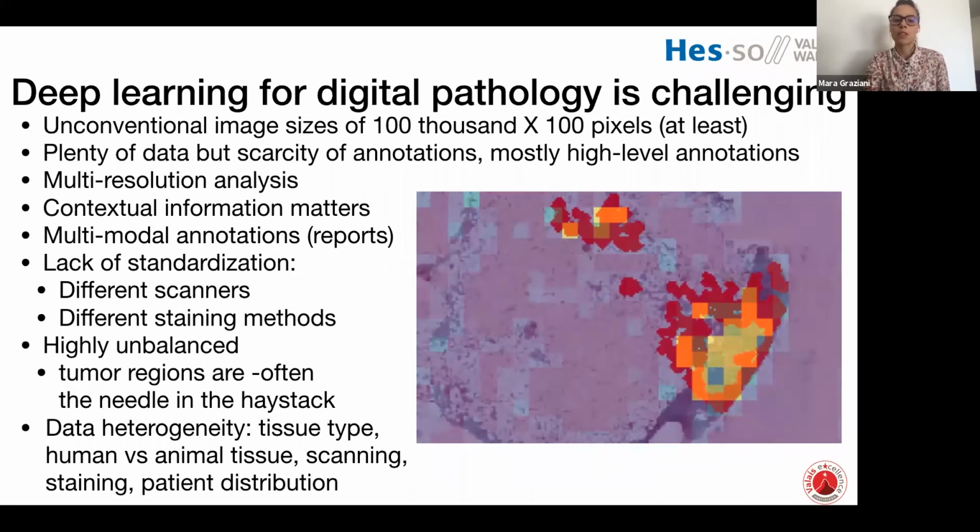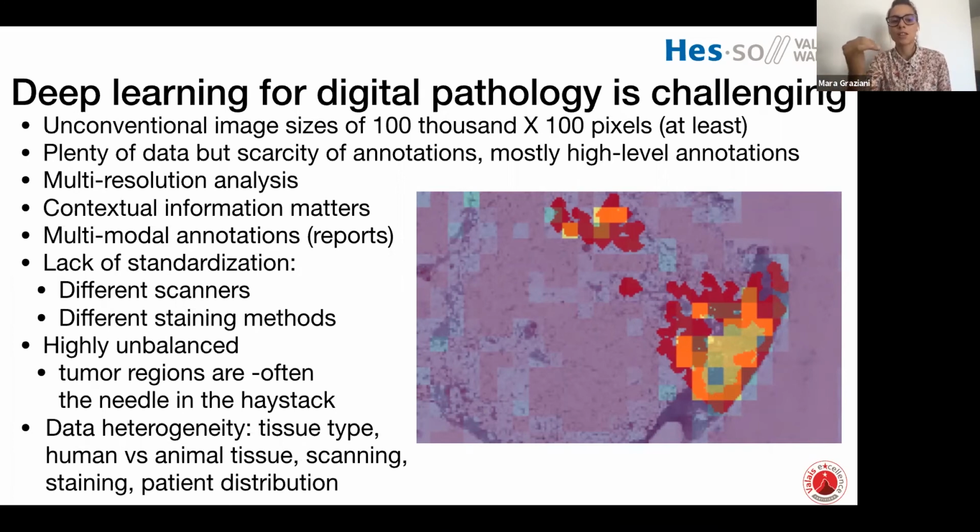Just to summarize them again, there are the unconventional image sizes, of at least 1,000 times 1,000 pixels, going up to a billion pixels in one image. Then there is plenty of data being collected, but the annotations are scarce, and mostly they are high level, so a fine-grained segmentation of the regions containing tumor is not always available. Then there is the fact that the analysis has to be at multiple resolutions, because at different scales, different levels of detail are visible and different features can be noticed. So this has to be done as a multi-resolution analysis.